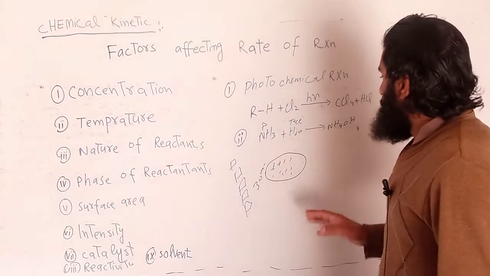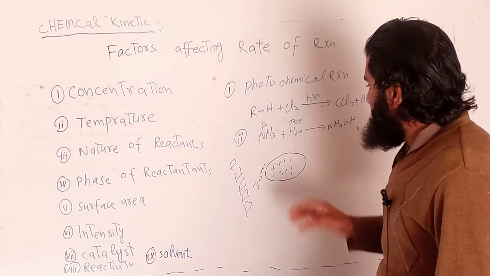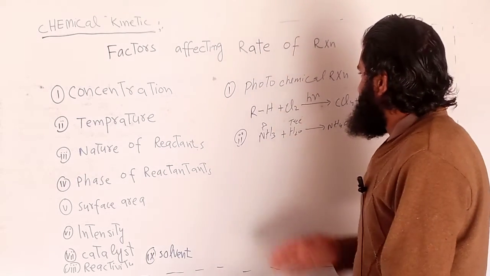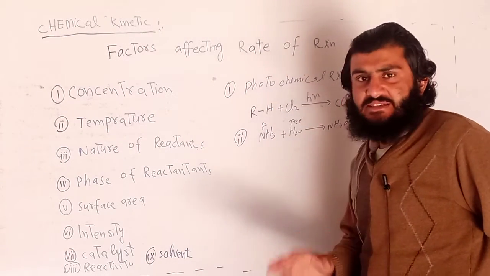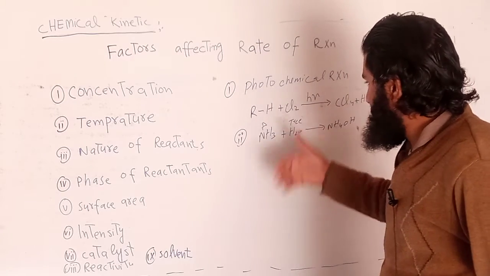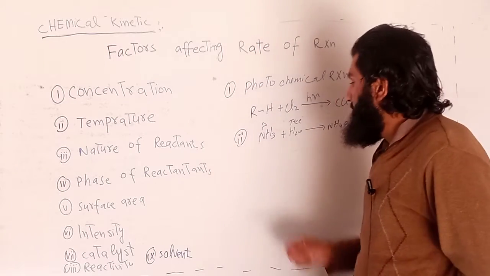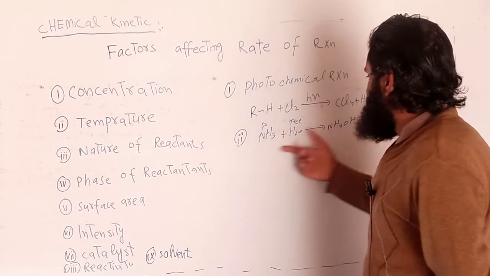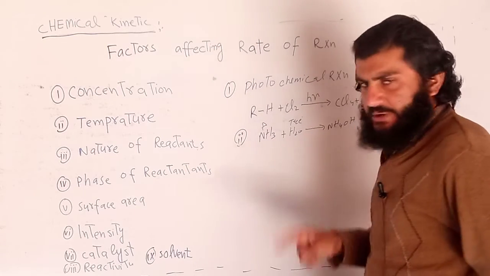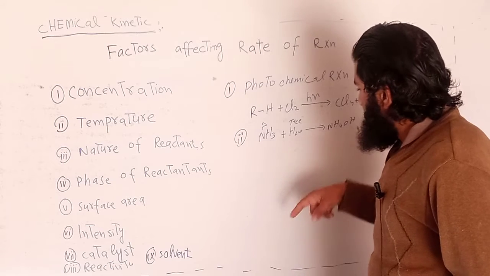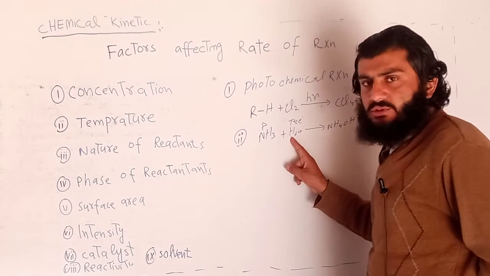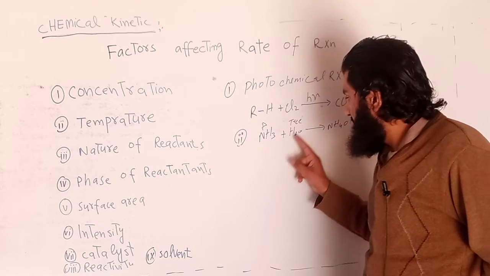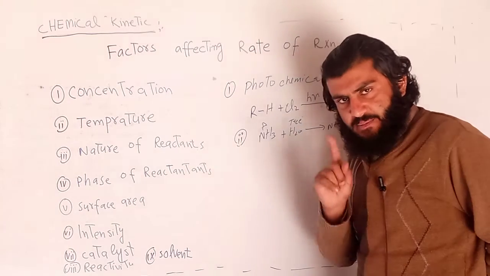Clear? So we have discussed three types of reactions. Photochemical reactions, which do not depend upon the concentration of the reactants. Second one, these are types of reactions in which the rate of reaction is not affected when we increase the concentration of only one type of reactant. Clear? If we increase or decrease the concentration of only one type of reactant.